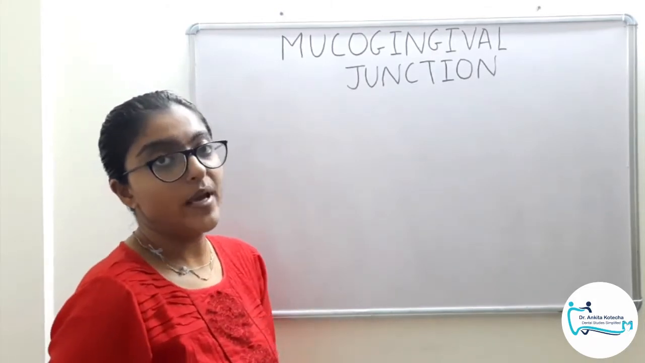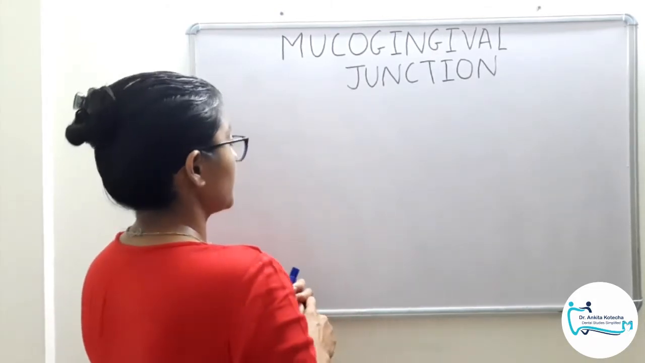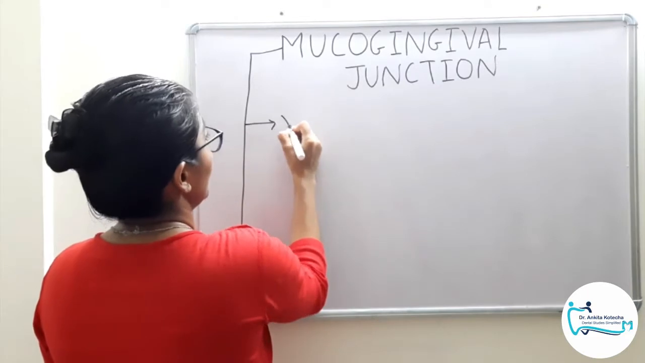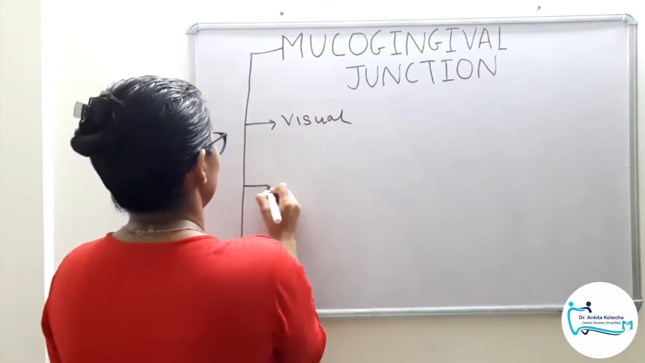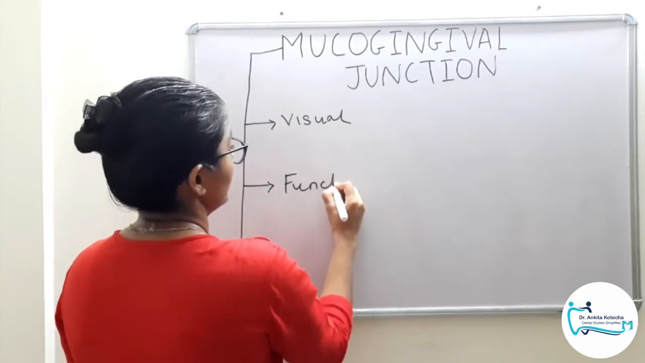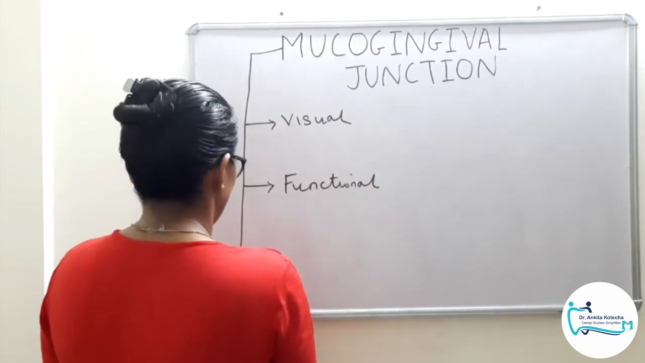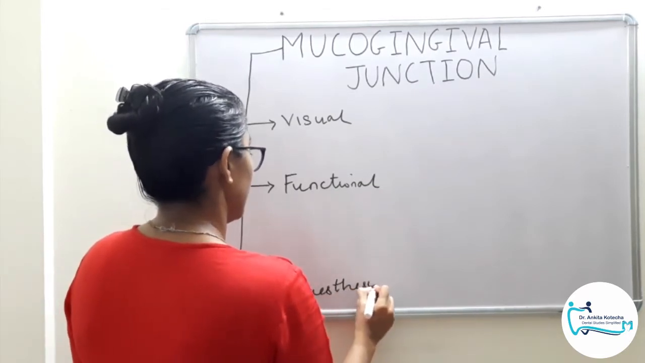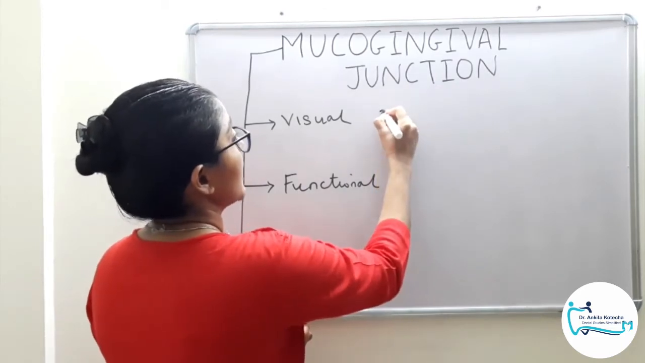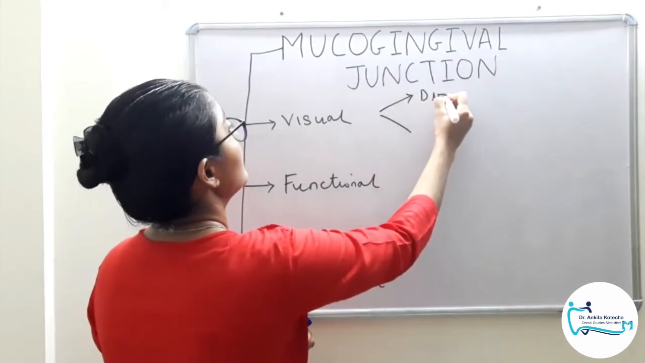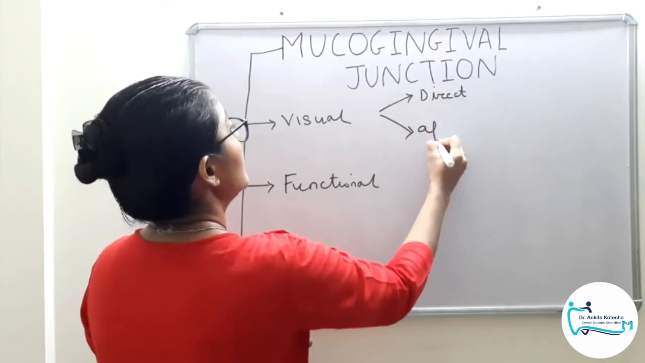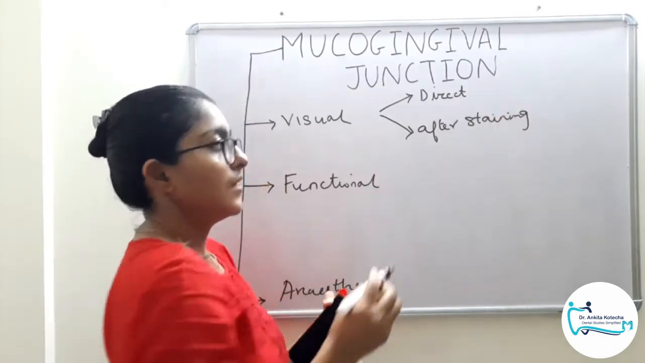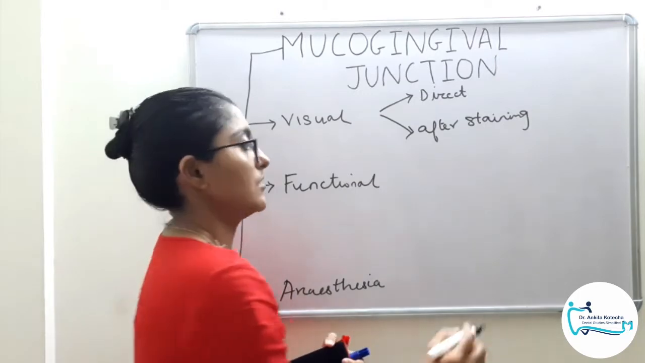There are mainly 4 methods categorized as visual, functional and anesthesia. And under visual we have again 2 types, direct vision and after staining. Before discussing these methods, let us discuss first what is mucogingival junction.